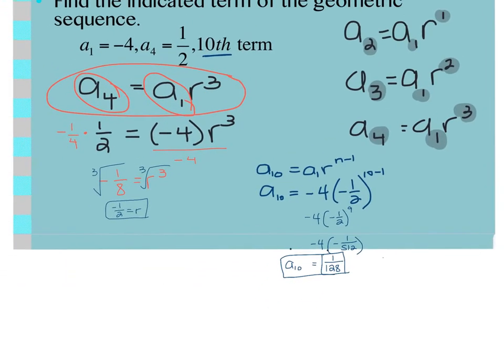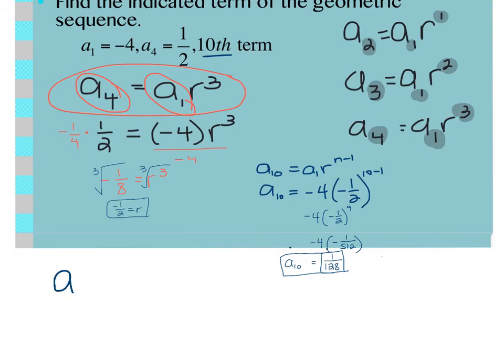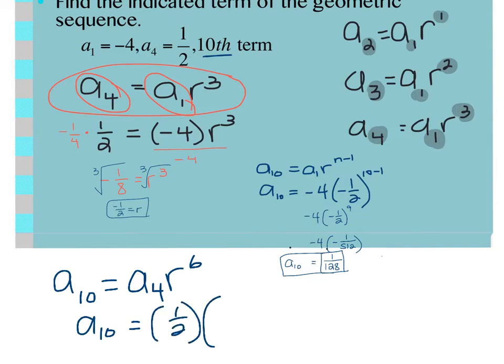But let's say I wanted to use the fourth term. The bigger one goes on the left. I'm finding a10, so it would be a4, and r would have to have what exponent? 6. Does that make sense? So now I would get a10 equals a4, which is 1/2, times r, which is negative 1/2, to the sixth. I would get the same answer. So you can use the exponent to make the jump happen. Does that make sense?